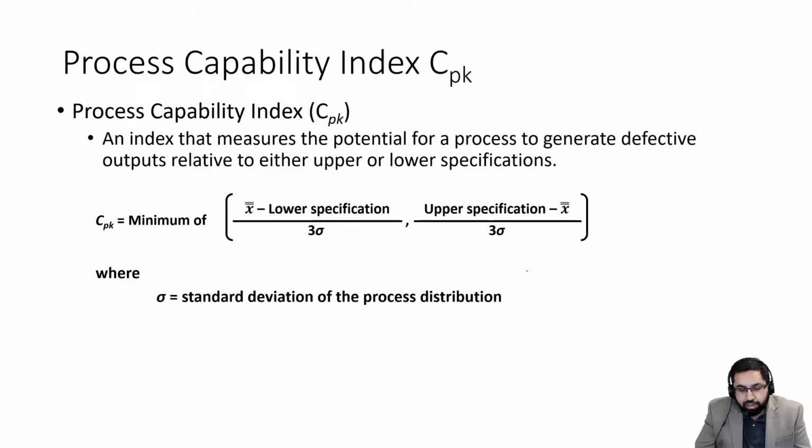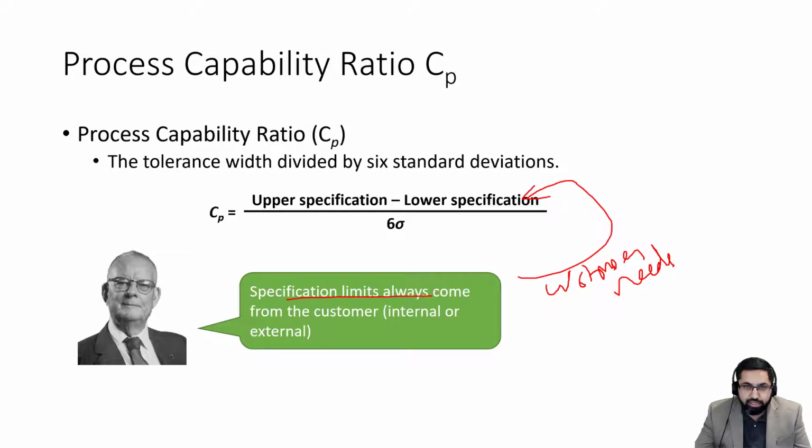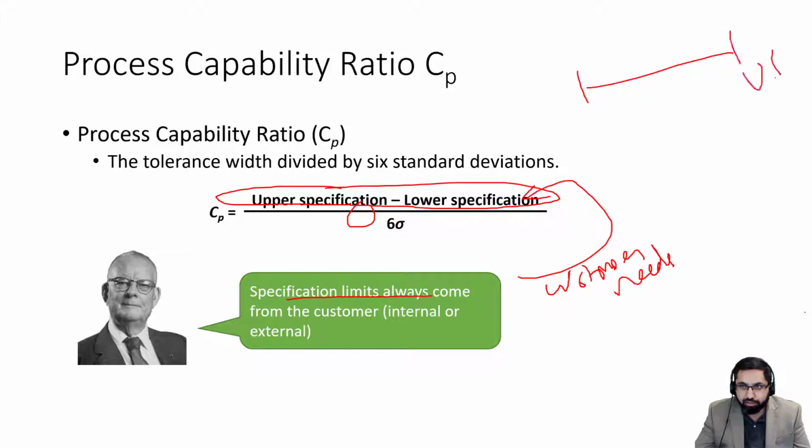The second measure of process capability is called the Process Capability Index, or CPK. Now, if on an exam or homework you see process capability ratio or index and you don't remember which one is which, remember that the ratio is a simple ratio. It's just something divided by something. So we have upper spec minus lower spec, the width of the tolerance, divided by 6 sigma.